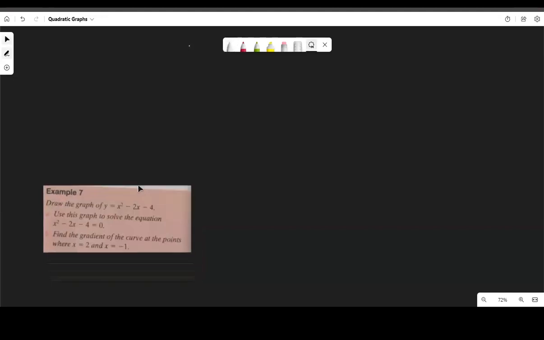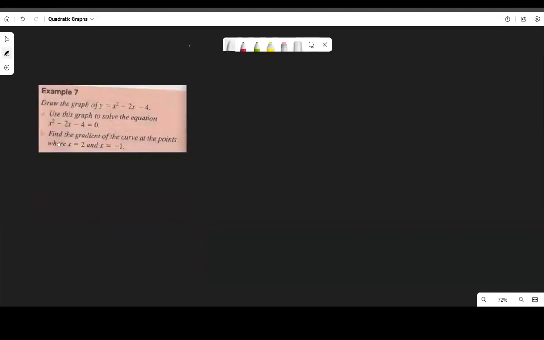Example 7. It says draw the graph of y equal to x squared minus 2x minus 4. Use this graph to solve the equation x squared minus 2x minus 4 equal to 0. Find the gradient of the curve at the points x equal to 2 and x equal to -1.